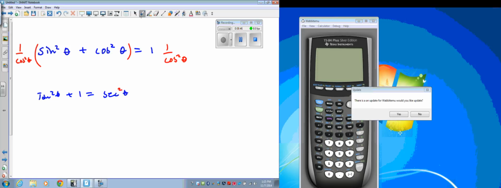So you're just taking this and dividing it by cosine. And the next one, which is 1 plus cotangent squared equals cosecant squared. That's just this thing divided by sine squared, right? Sine squared over sine squared is 1. Cosine squared over sine squared is cotangent squared, and 1 over sine squared is cosecant squared. So if you basically know this one, you can figure these out.